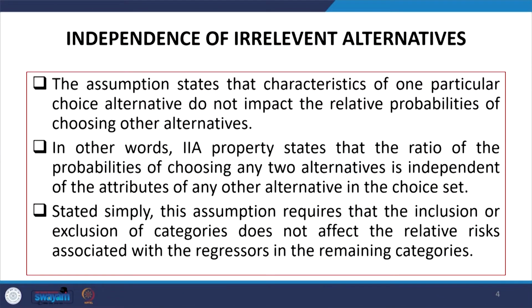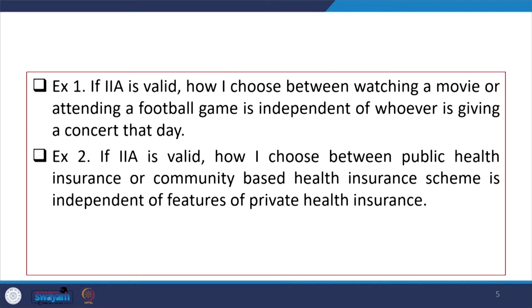That means the ratio of the probability of choosing any two alternatives is also independent of the attributes of any other alternative in the choice set. This assumption requires that the inclusion or exclusion of categories does not affect the relative risk associated with the regressors in the remaining categories. In the context of healthcare, this relative risk ratio is also taken. With the change in certain categories or choices, the relative risk is not going to change much.